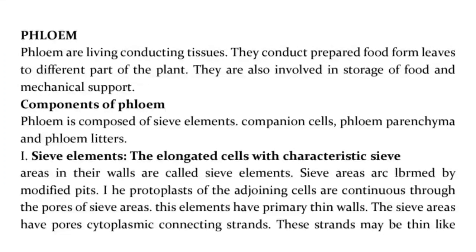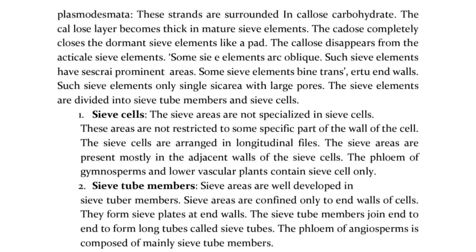Sieve elements. The elongated cells with characteristic sieve areas in their walls are called sieve elements. Sieve areas are called modified pits. The protoplasts of the adjoining cells are continuous through pores of sieve areas. These elements have primary thin walls. The sieve areas are rich in pores with cytoplasmic connecting strands. These strands may be thin like plasmodesmata.